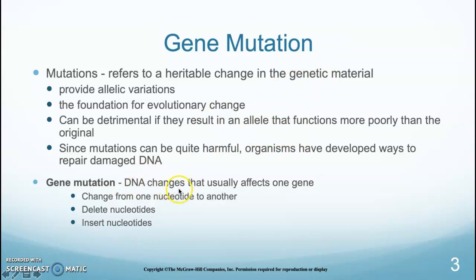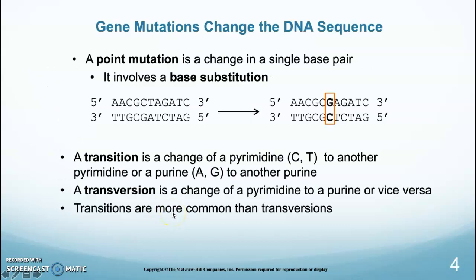So gene mutations, you want to think about the DNA changes that usually affect one gene. It can be the change of one nucleotide to another, which is a fairly small one, or deletion or insertion of nucleotides. So some of the ones that you should know about, the first one is called a point mutation, and in this it's just a change in a single base pair. So you can see in the original over here, we would have had a thymine and adenine, and in this case it was swapped out with a guanine and a cytosine.